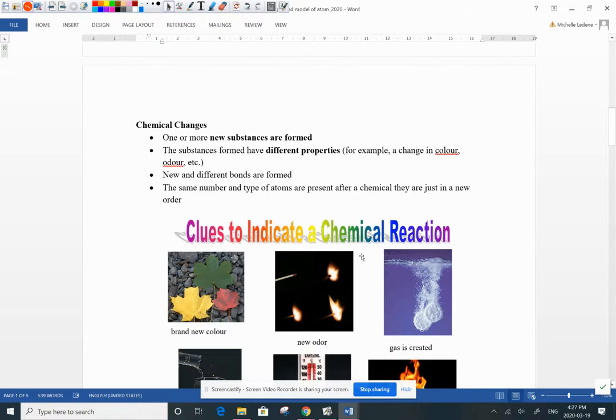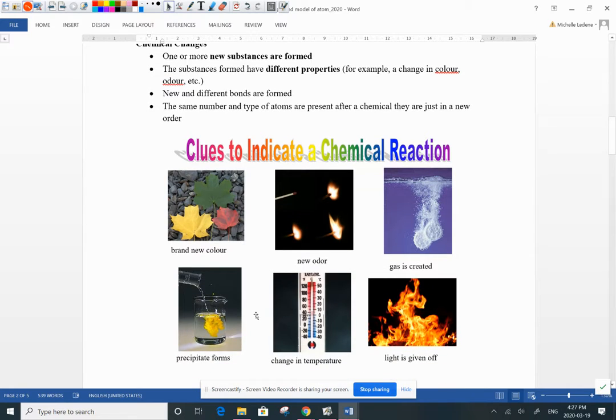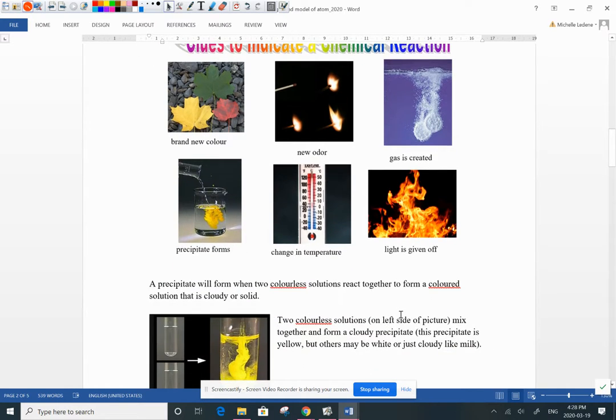Chemical changes are different because you're forming new substances, and so you're going to have different properties than what you started with. So maybe a new color has formed, an odor, a smell has been given off, gas bubbles got created, light is given off, or heat energy given off. So those are examples of a chemical reaction.